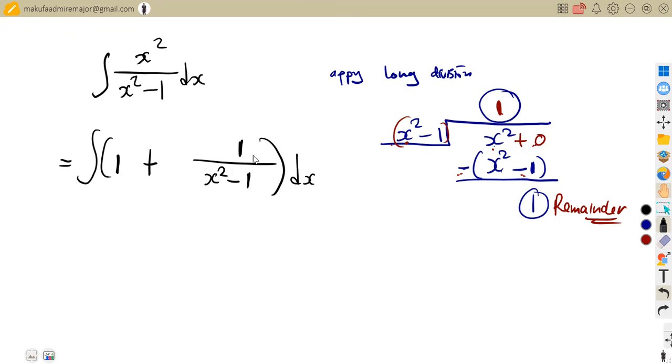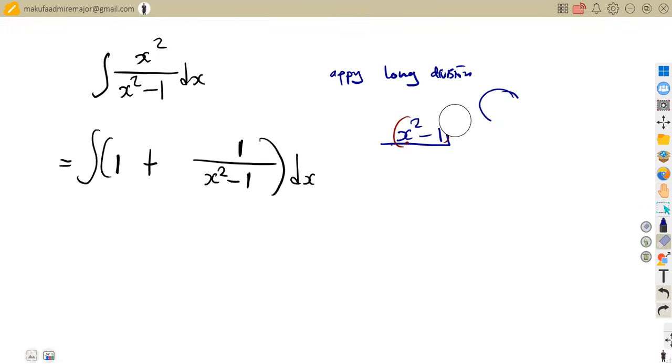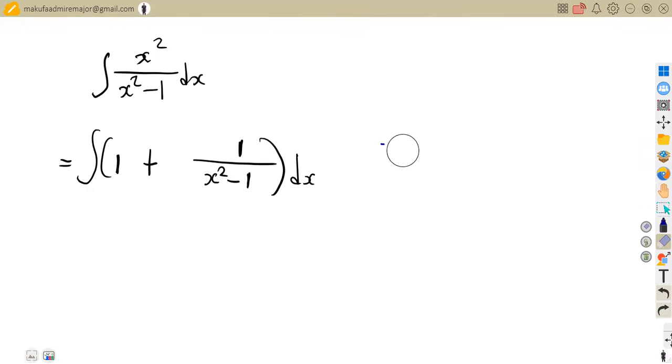But as we can see under this integral, this can still be expressed as a partial fraction. This one is a simpler term. The numerator is of lesser degree than the denominator. So it means we can now express the remainder part into partial fractions.